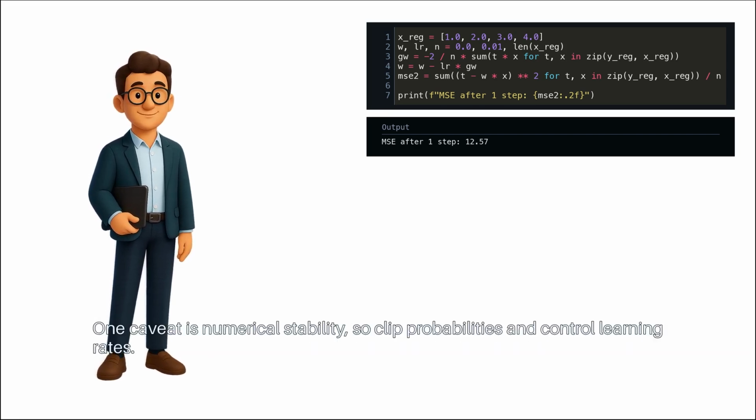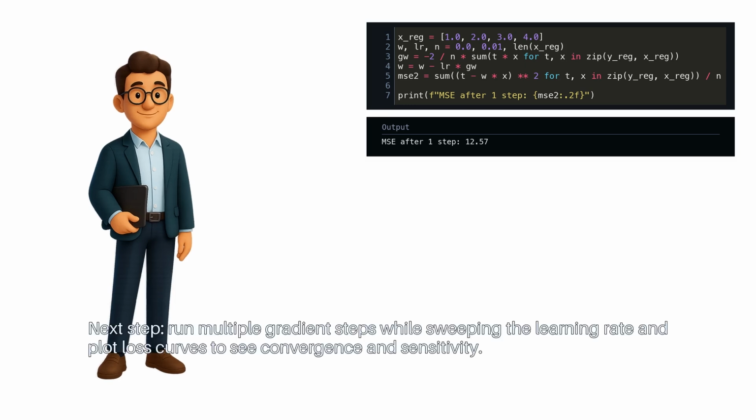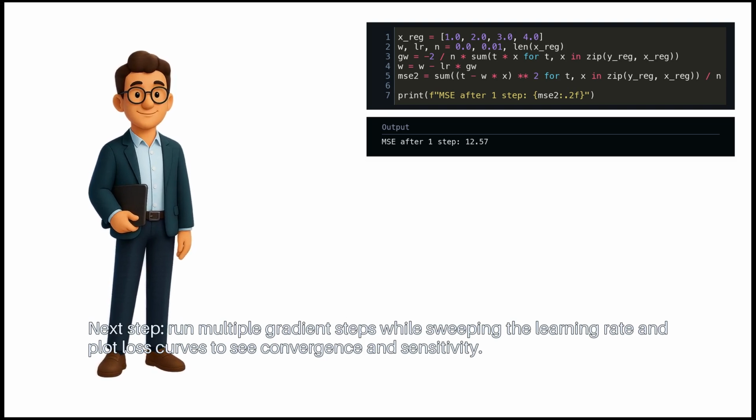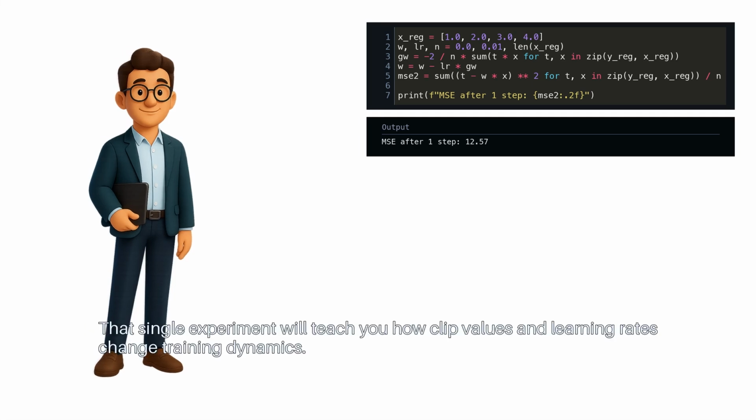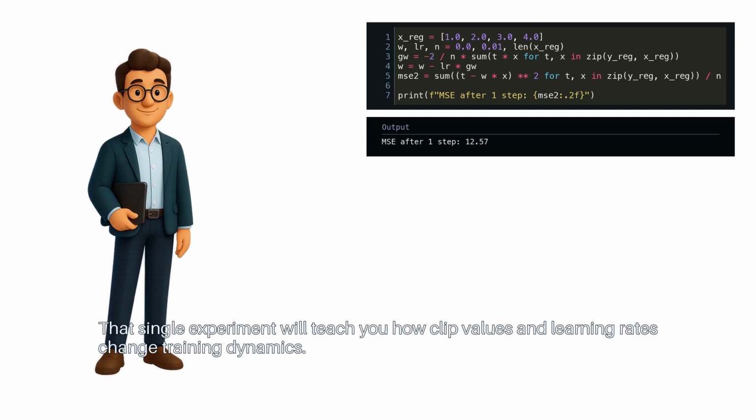One caveat is numerical stability, so clip probabilities and control learning rates. Next step, run multiple gradient steps while sweeping the learning rate and plot loss curves to see convergence and sensitivity. That single experiment will teach you how clip values and learning rates change training dynamics.